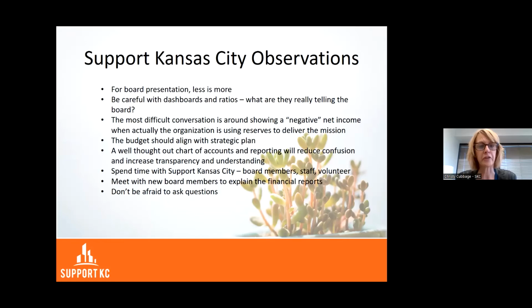The most difficult conversation, as I mentioned before, is around showing a negative net income on the statement of activity. It makes everyone stressed out to look at a negative number on the bottom of a report. So understanding if that's a good negative or a bad negative is something that we can help you with. The budget should align with the strategic plan. So you should have a strategic plan. If you don't, that's a good conversation to have as a board. The budget should align with that.